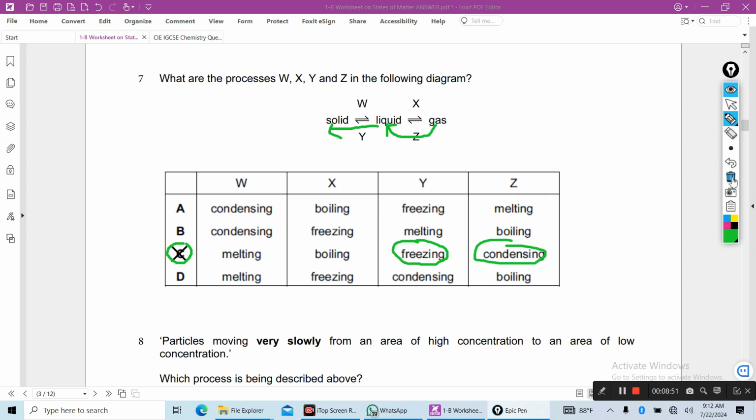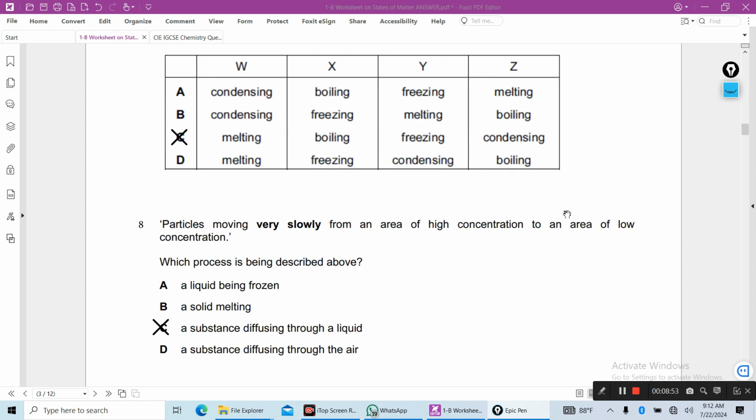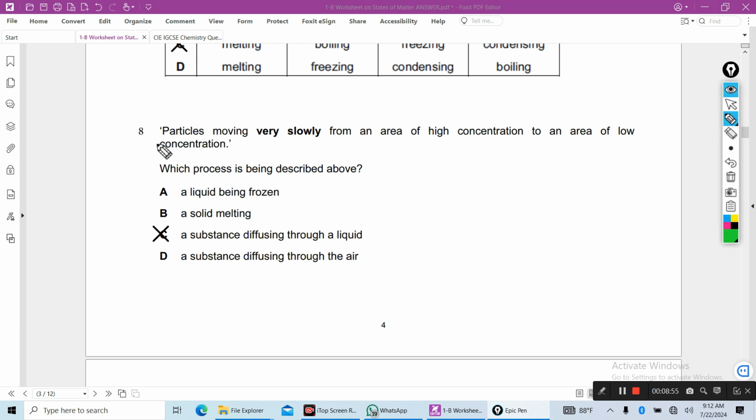Number 8, particles moving very slowly from an area of high concentration to an area of low concentration. Which process is being described above? Particles moving very slowly from a high concentration to low concentration. So C is the right answer.